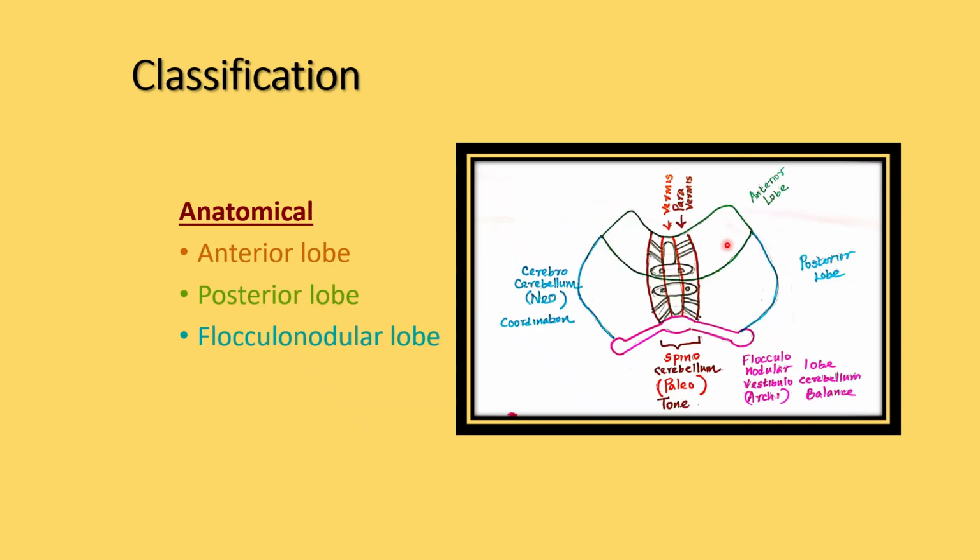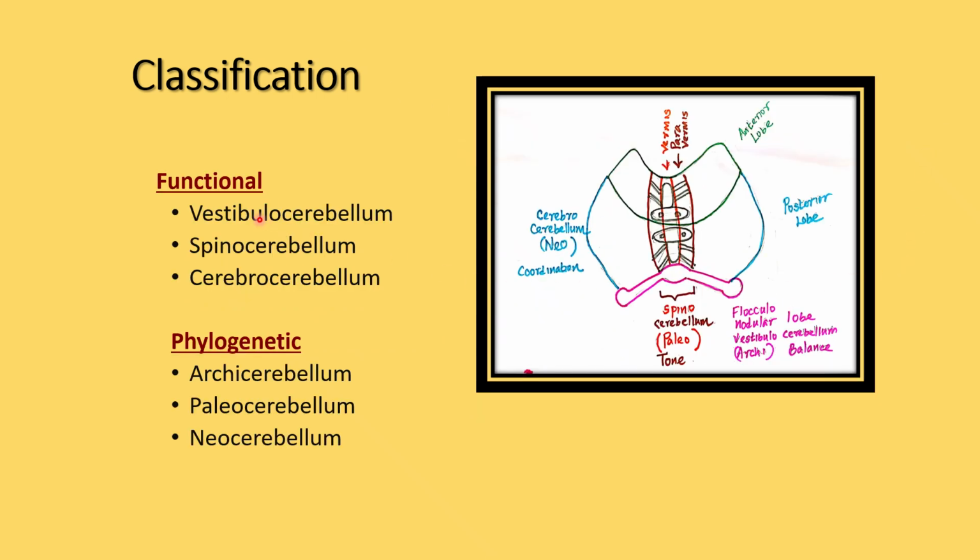Anatomically, the cerebellum is divided into the anterior lobe, this is the posterior lobe, and the flocculonodular lobe. Functionally, the flocculonodular lobe is called the vestibulocerebellum. Vermis and paravermis, this region is called the spinocerebellum. This part is called the cerebrocerebellum.